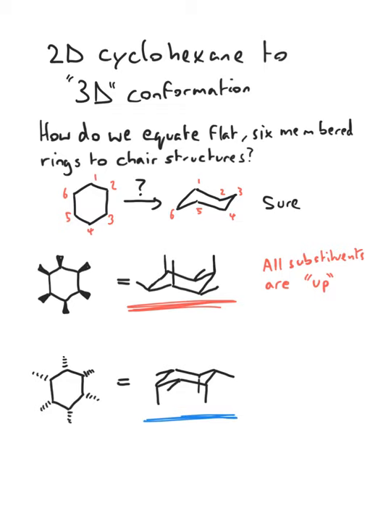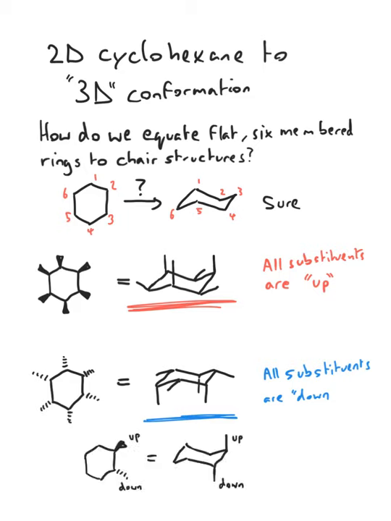Whilst if everything was dashed, all the substituents are pointing down. So there is a correlation between wedged and dashed and up and down. Okay? Make sure to understand this correlation and practice drawing it. Okay?